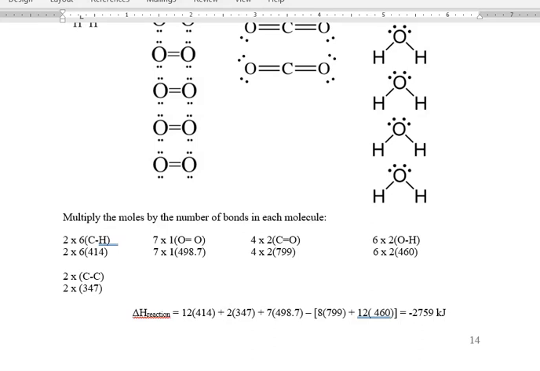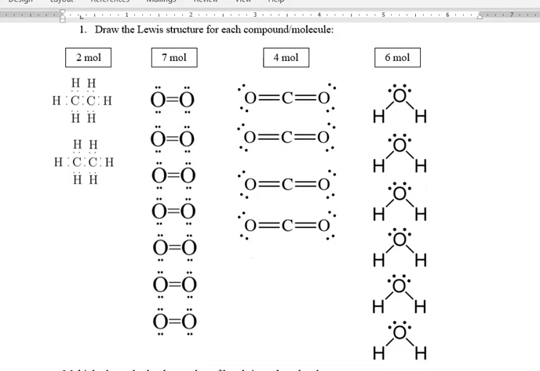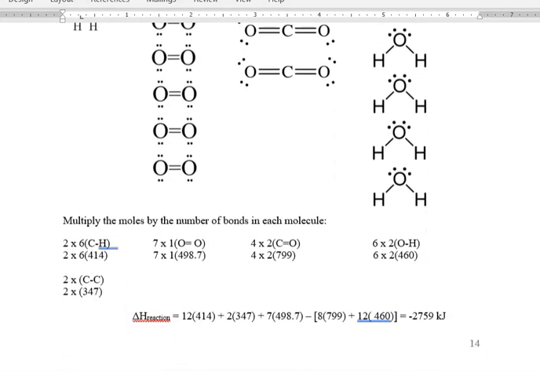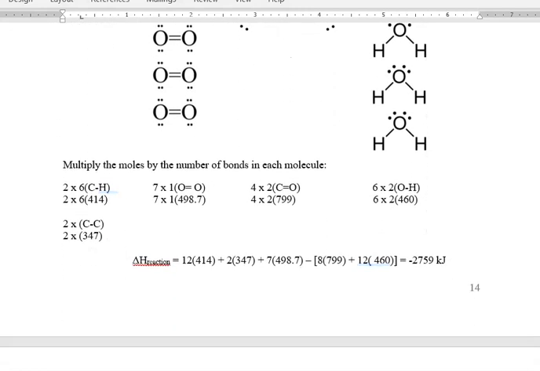So if we look at carbon dioxide, what you notice is you have 4 molecules. Each one has 2 carbon-oxygen bonds. So that's a total of 8 carbon-oxygen bonds. And if you see that down here, it's 4 times 2 times 799, so that's a total of 8 times 799, and that's going to be a negative number in the equation down below. You've got a minus sign and then the brackets. So everything inside those brackets is going to be a negative number. So 8 times 799.